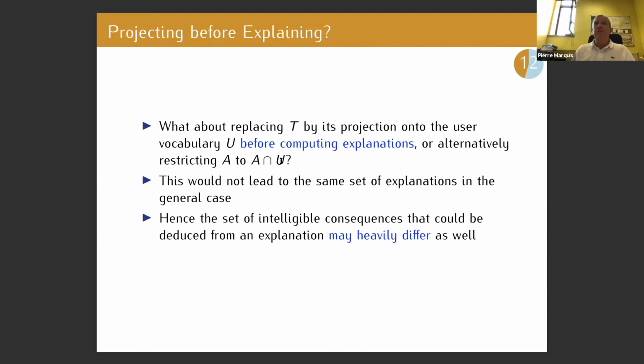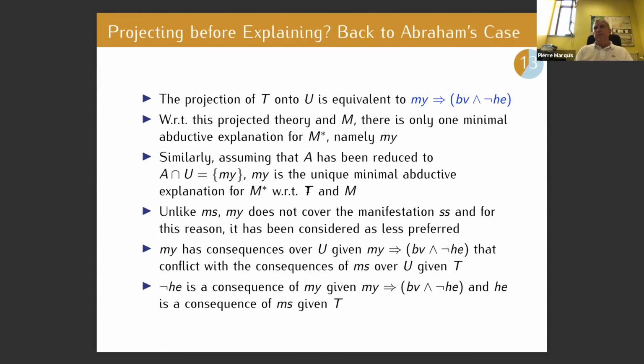Actually, it would not lead to the same explanations, and I can show that on this example. It would not lead to the same set of explanations in general, and of course, as a consequence, not to the same set of intelligible consequences. Let me briefly show this. If you consider the previous domain theory and you project it onto the user vocabulary, what you will get is simply something equivalent to this implication: myopia explains in some sense the blurred vision, and it is not a hereditary disease.